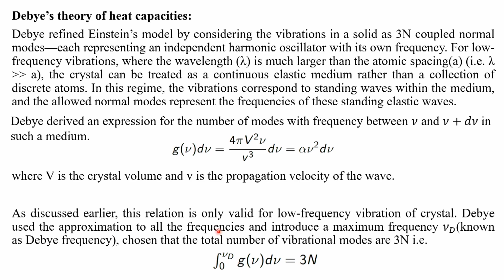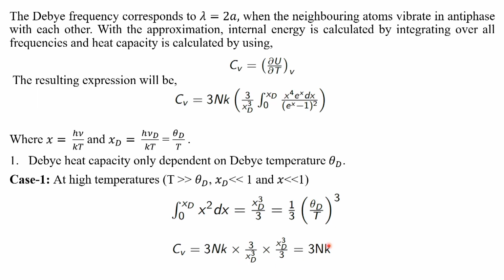Debye used the approximation for all frequencies and introduced a maximum frequency nu D known as the Debye frequency. Like nu E was the Einstein frequency, here nu D is the Debye frequency, chosen so that the total number of vibrational modes is 3N. That is, the integration from 0 to nu D of g(nu) d nu gives 3N. The Debye frequency corresponds to lambda equals 2a, when neighboring atoms vibrate in antiphase with each other. With this approximation, internal energy is calculated by integrating over all frequencies, and heat capacity is calculated from it.